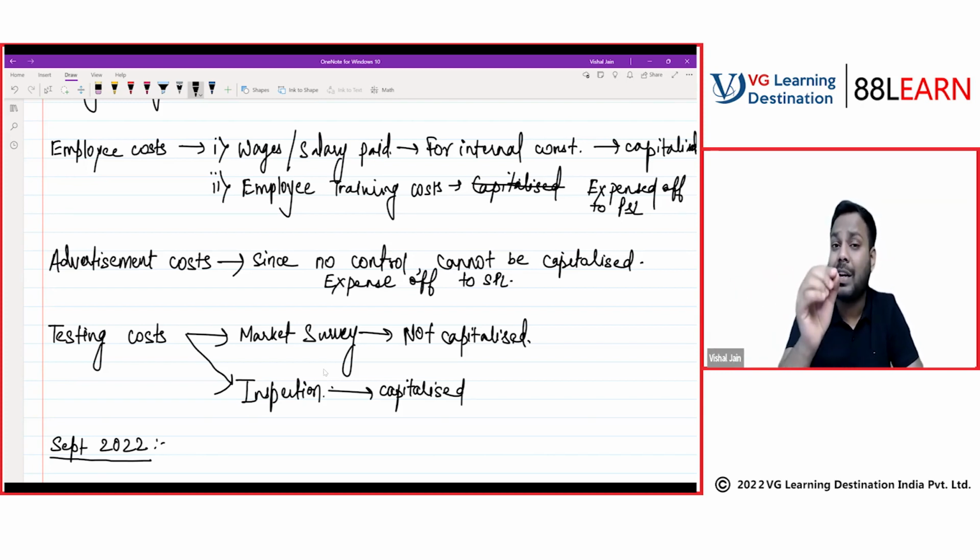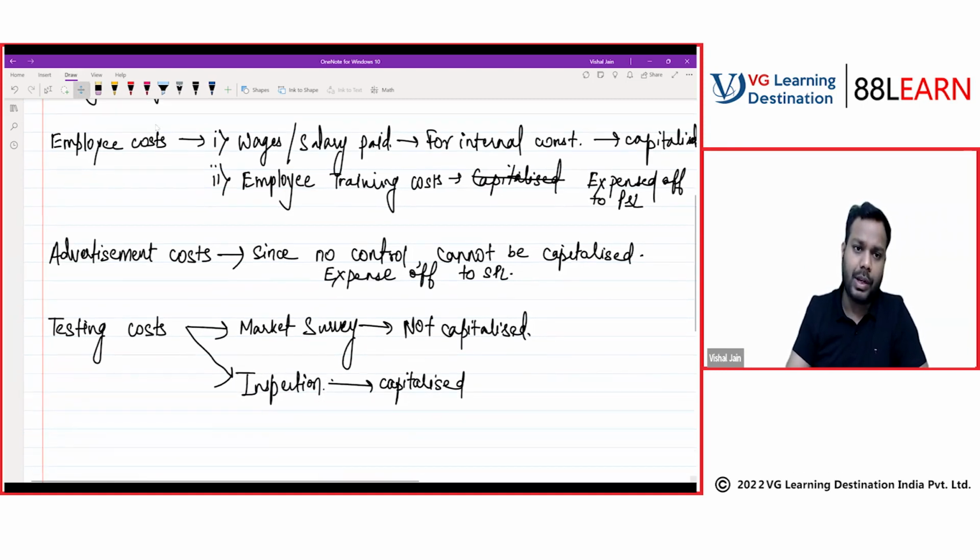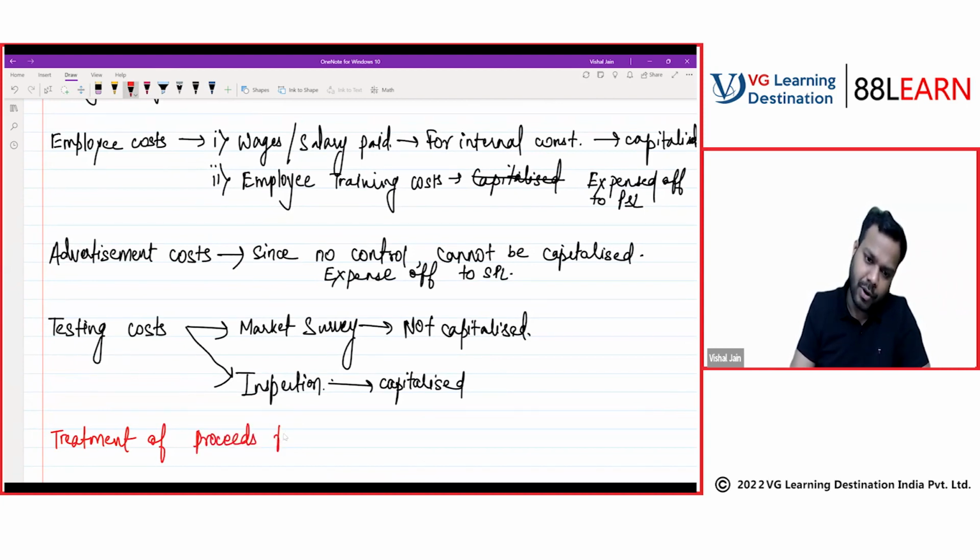The question is, what is the treatment of proceeds from sale of products manufactured while testing the assets?